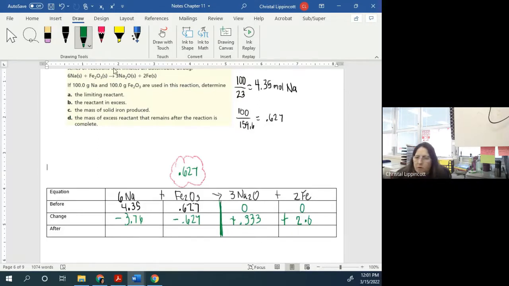Oh, I looked at the wrong one. Hold on, that's not right. There we go. That looks better. All right. So over here, I'm going to subtract. And over here, I'm going to add.